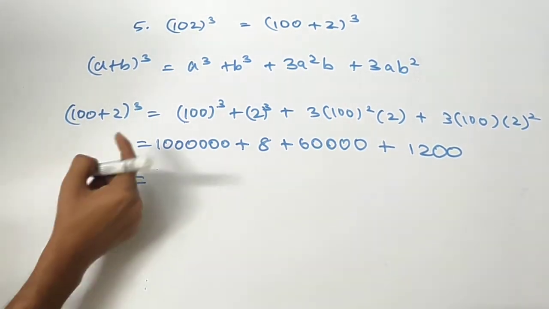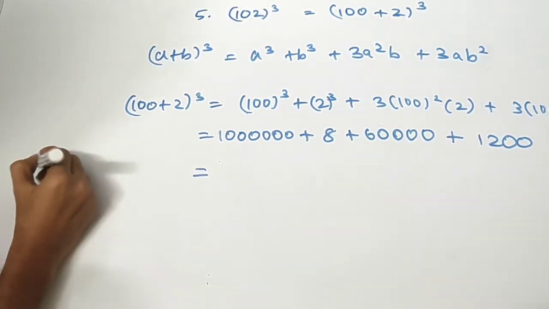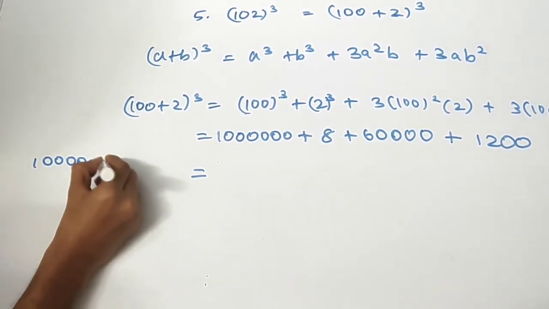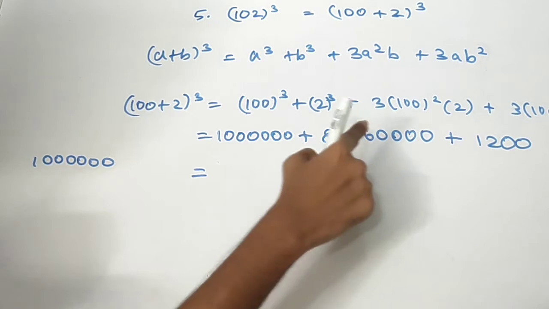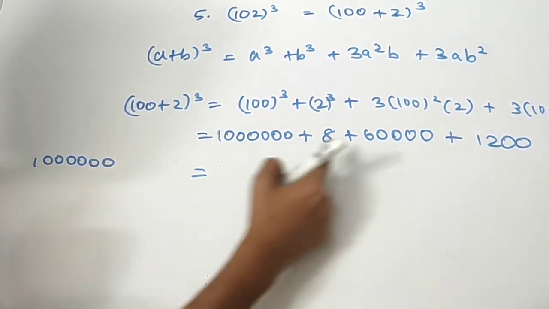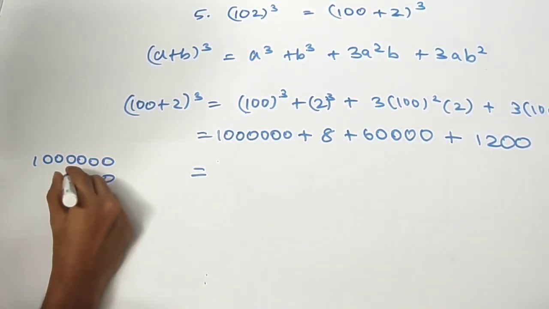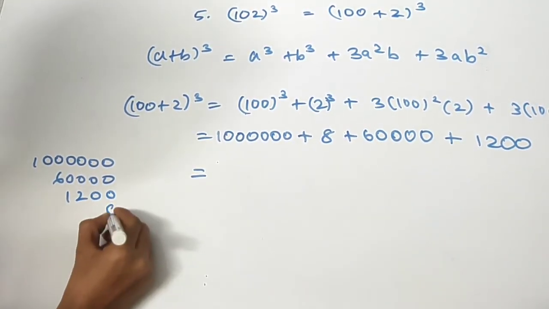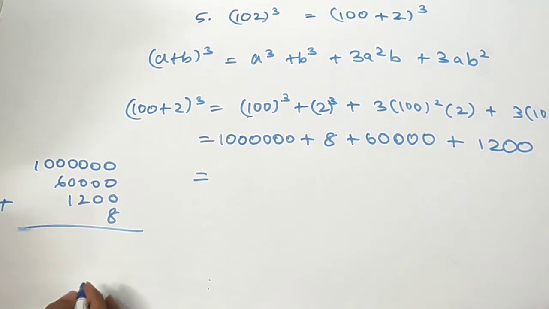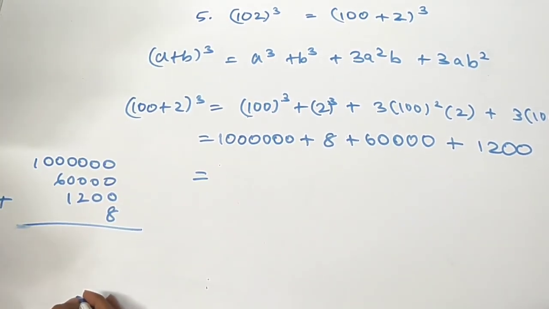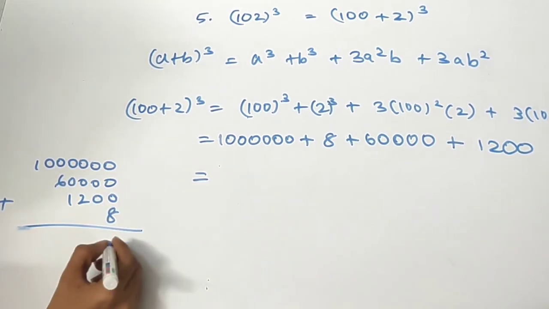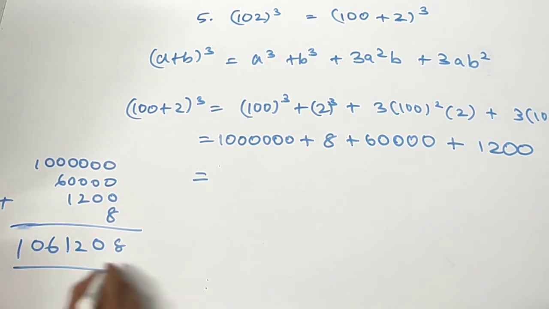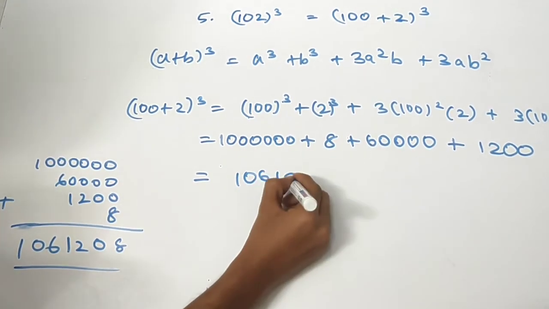What will you do? Just if you don't want to make a mistake, then just write it like this. It will hardly take 2 minutes or 3 minutes to do this step. So finally all the 6 zeros over here. Write the next one, which is 60,000 over here. So 60,000 has 4 zeros, 1, 2, 3 and 4, and write a 6 over here. Now 1200 will be over here, and finally 8. So writing all this in this format, make sure that you don't make a mistake in the digits over here. So when you add this up, 8, 0, 2, 1, 6, 0, 1. So finally you have this as your answer, 1061208.